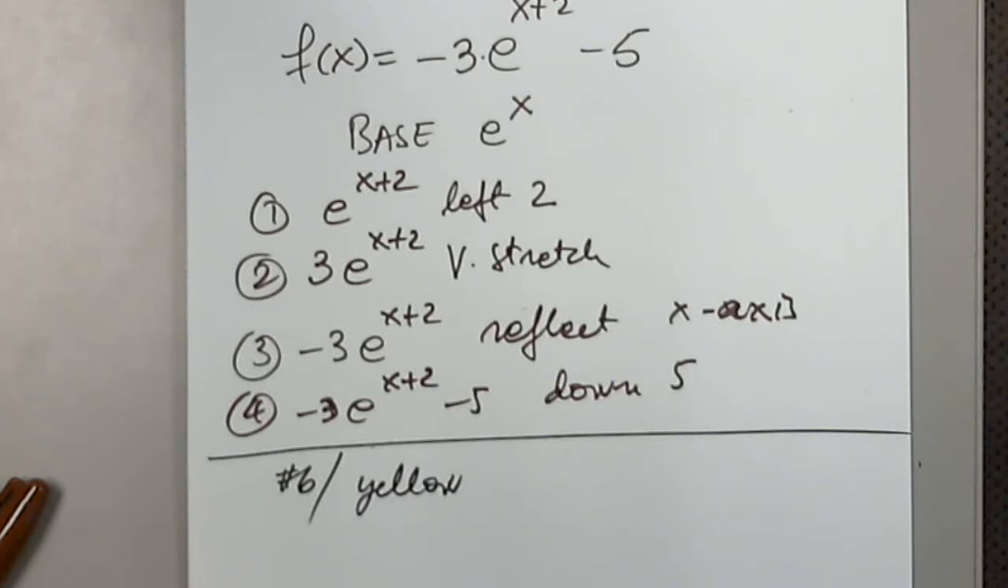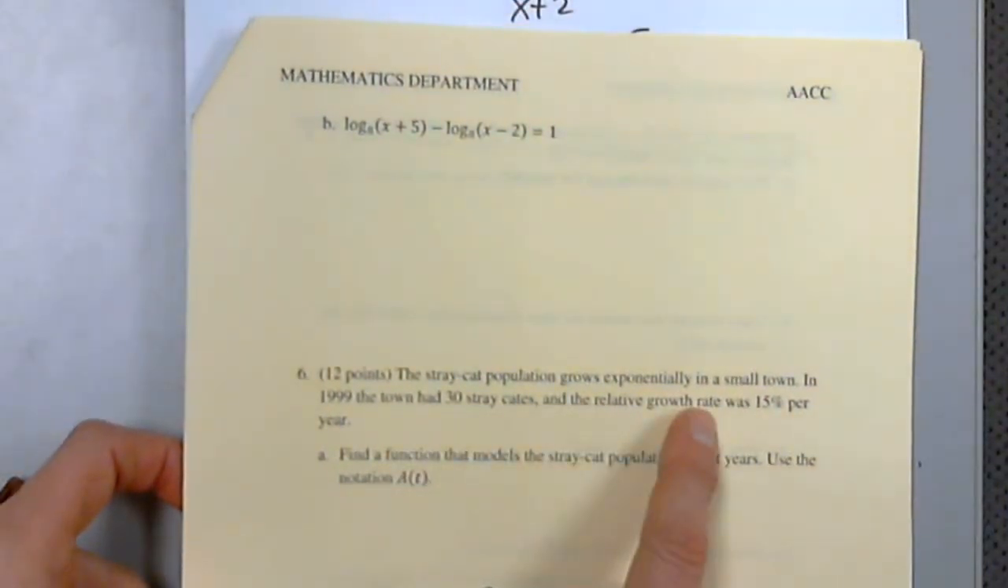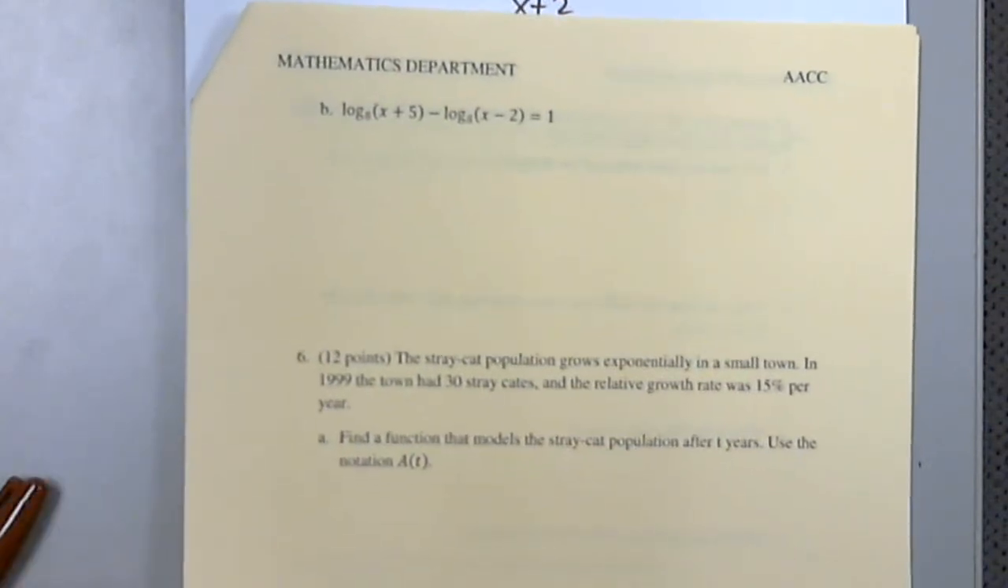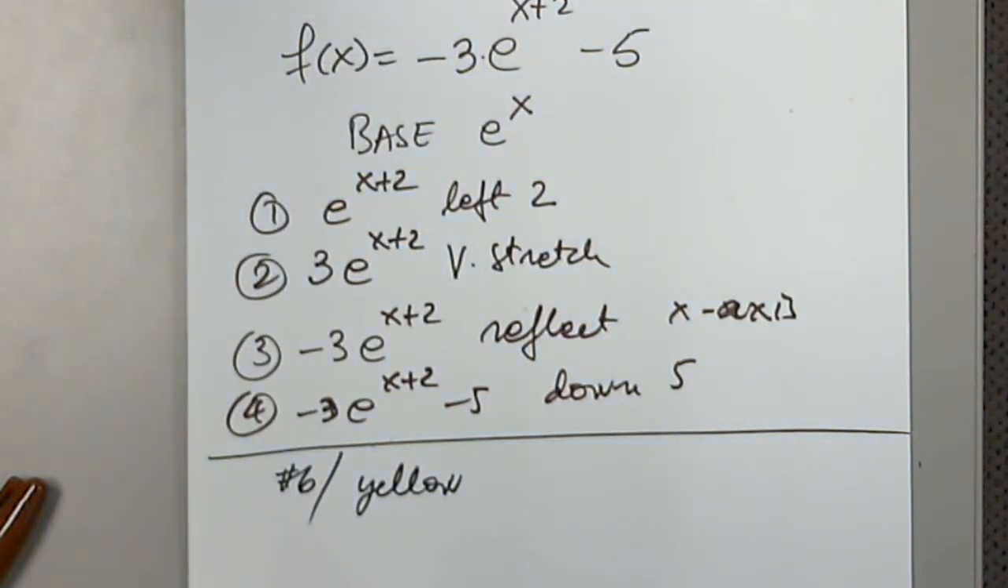It doesn't say semi-annual, monthly, or continuous. It just says it grows exponentially. This one, the stray cat population? Yes. Okay, so let's read it. Do you have this form, everyone?